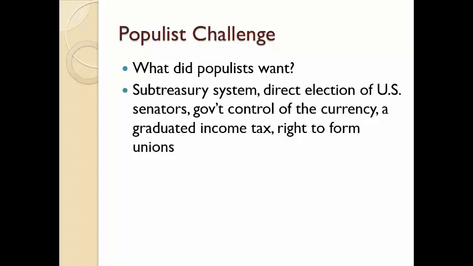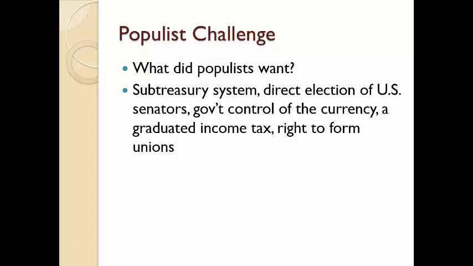which is what they wanted. Another thing they wanted was direct election of U.S. senators. Now, this is actually interesting because prior to this, as a regular person, you did not vote on your U.S. senator. What happened was you elected your state legislature. Now, you did directly elect your state legislature, and then the state legislature would elect among themselves. They would choose who they wanted to be the U.S. senator.